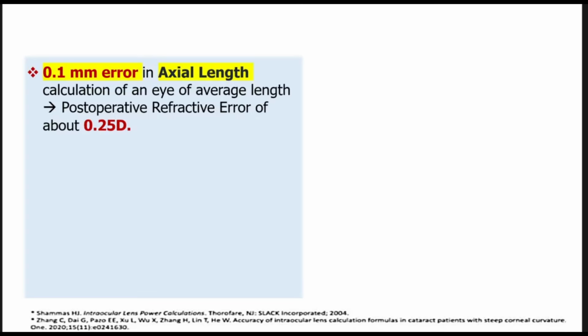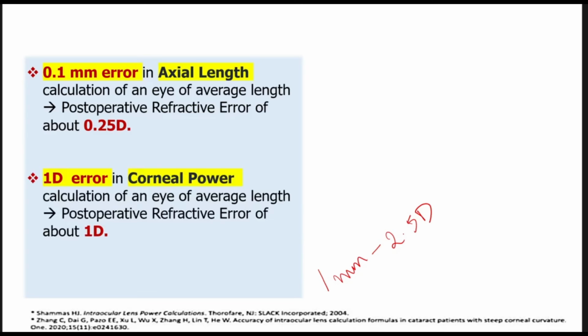A 0.01 millimeter error in the axial length calculation in an eye which has an average axial length will lead to a post-operative refractive error of about 0.25 diopters. So what you can say here is that a 1 mm error in the axial length will lead to about 2.5 diopters of post-operative refractive error in an eye which has normal or average axial length.